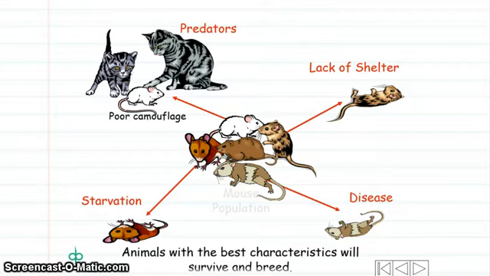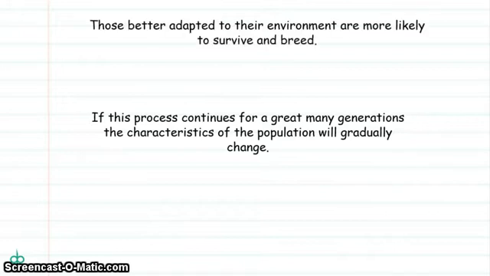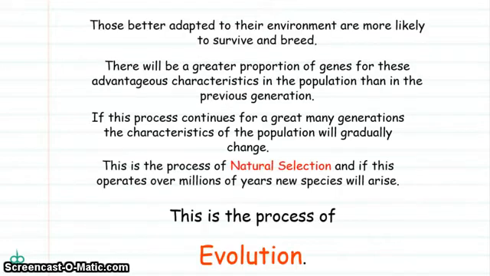But only animals with the best characteristics will survive and breed. So if this carries on for many generations, the genomes of the population are going to change. Okay? Those better adapted to the environment will survive and pass on their genes to the next generation. This is essentially natural selection, the driving force behind evolution.